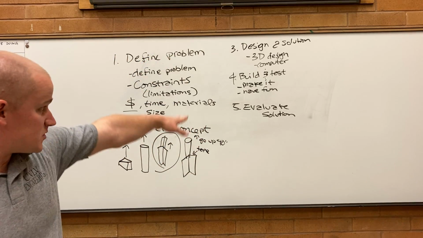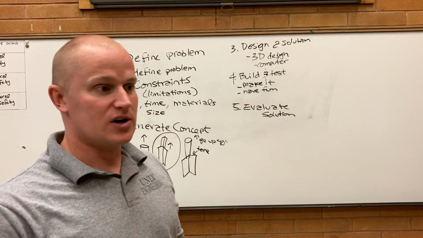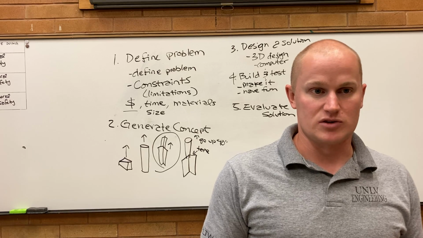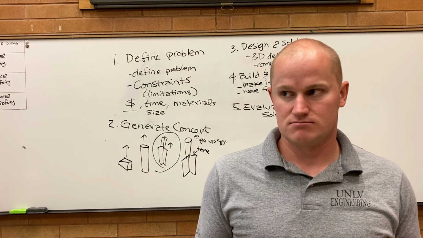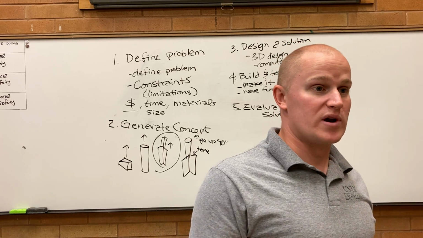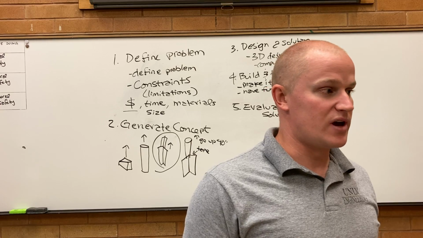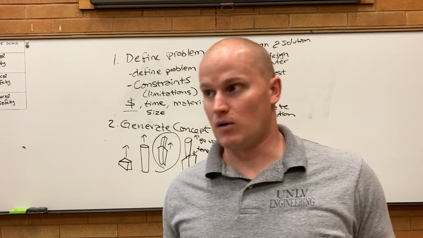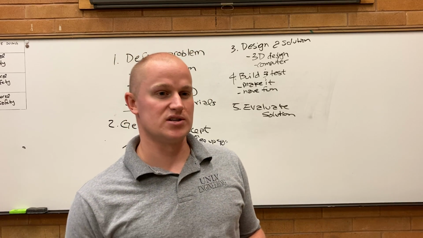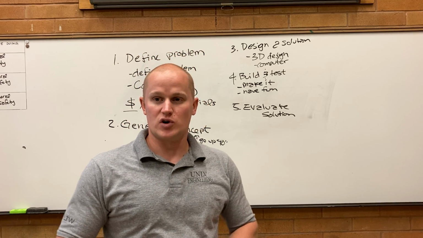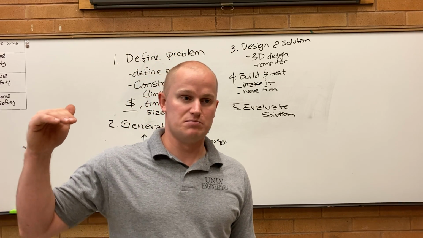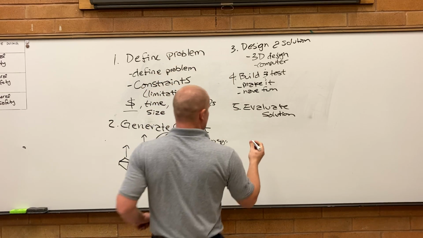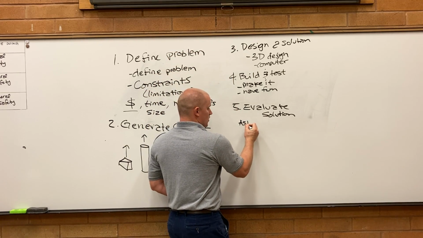You'll go through all these steps. When you get to evaluate solution, you're gonna ask yourself, okay, does my tower actually work? Did I get up to 40 inches? If it does go to 40 inches, what could I do to improve it and make it go even taller? What could I do next time to build a better tower, basically? So you're gonna be asking questions that help you figure out how you could improve or how you could just meet your minimum standard. So evaluate solution, we're basically gonna ask questions.